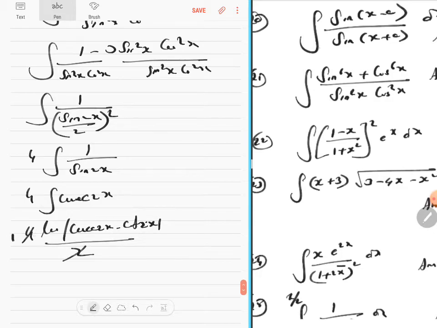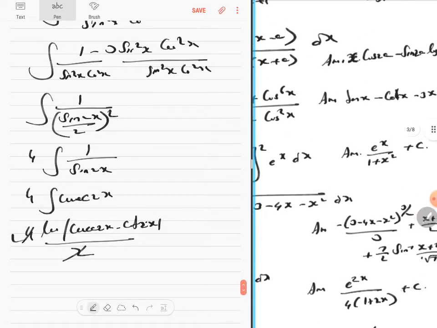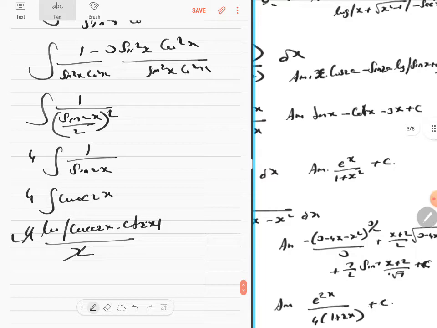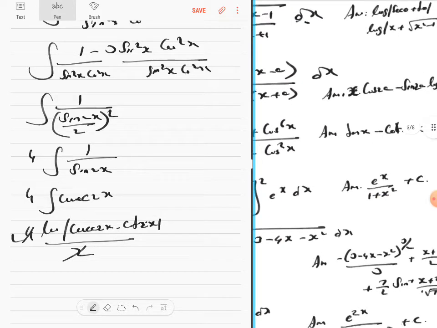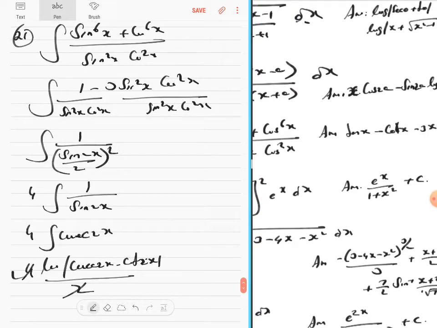So this and this get cancelled. This is my thought for the first term. Okay, there's no log or anything on the right side though. What happens here is just sine square x cos square x get cancelled. So the integration of 3 dx is 3x. So minus 3x, the integration of the right side.